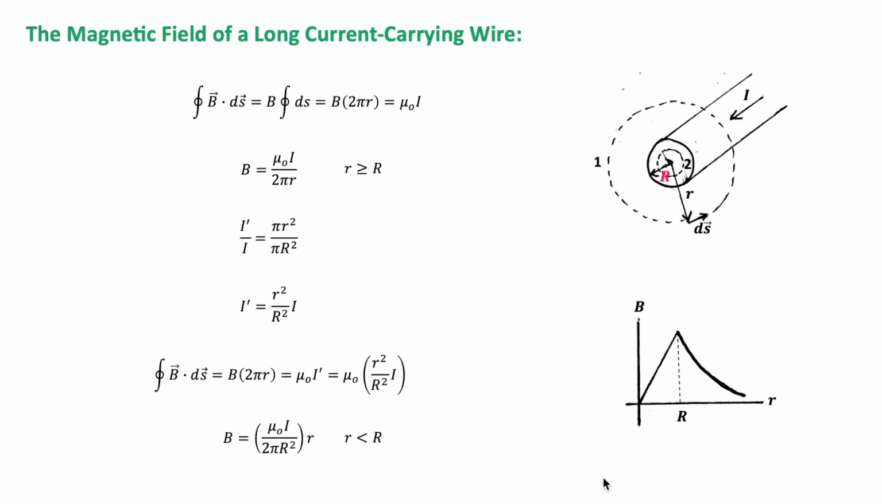Okay, and so also note that as r goes to 0 here, B will also go to 0. Okay, and also the two expressions here, this one and this, will give the same value for the magnetic field if r is equal to the radius of the wire, okay? And this shows that the magnetic field is continuous at the surface of the wire.